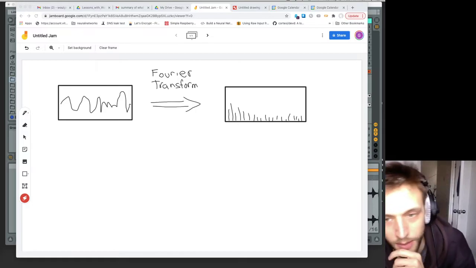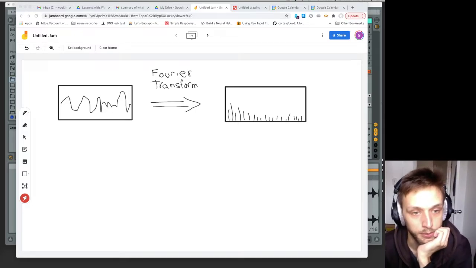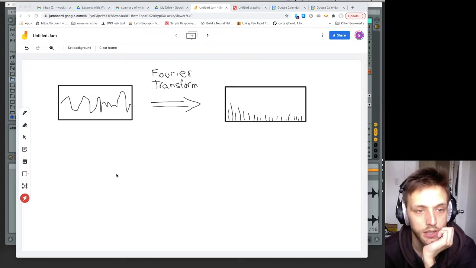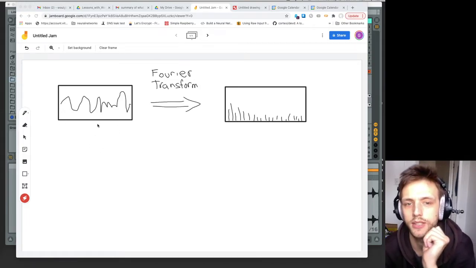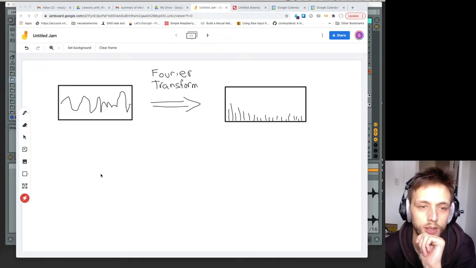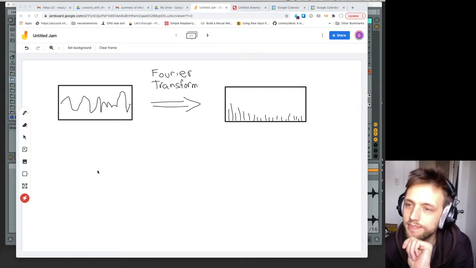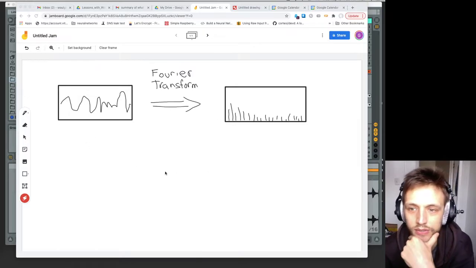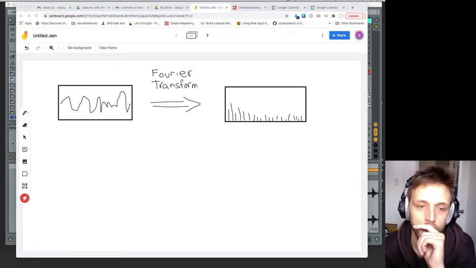Try to take on this topic of Fourier transforms. Fourier transforms are pretty cool. And I've noticed that not a lot of people that I talk to are super familiar with them. So I want to try and build a more intuitive understanding of the Fourier transform today.